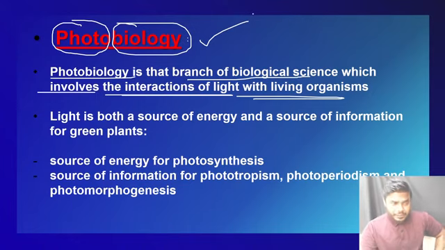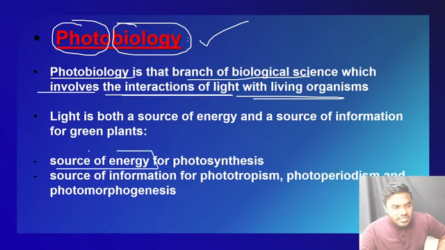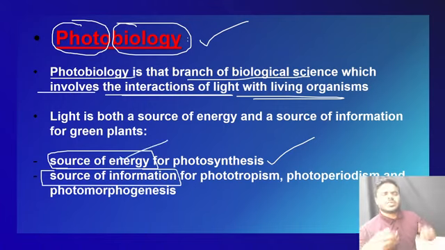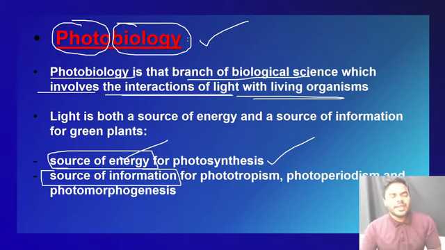Now you can ask me, sir, why exactly do plants need light? What are the various uses? Please listen, friends. It can be used as the source of energy for the process of photosynthesis. Not only that, it can also act as a source of information. We all know that plants convert light energy into chemical energy, which is used in photosynthesis to prepare food.